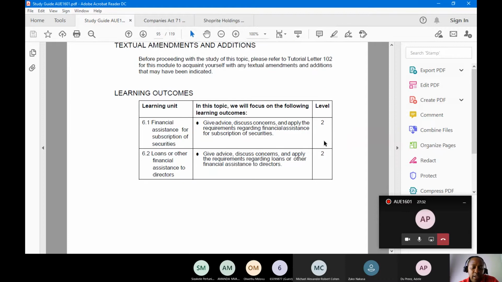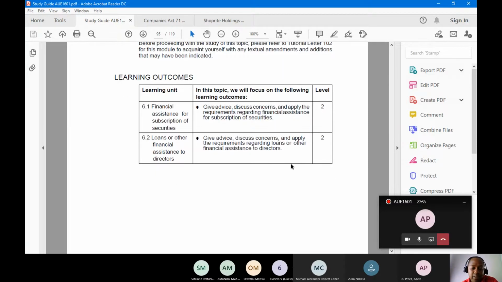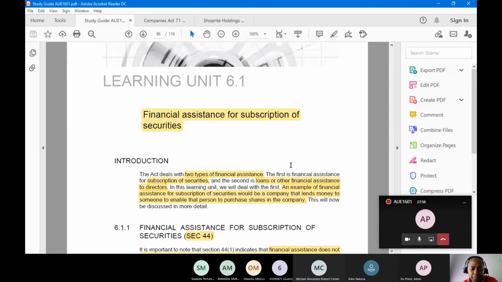As learning outcomes, what are we going to learn after the session? We'll be able to give advice, discuss concerns, and apply the requirements regarding financial assistance for the subscription of securities. And secondly, to give advice, discuss concerns, and apply the requirements regarding loans or other financial assistance to directors. Let's start with learning unit 6.1, which is financial assistance for the subscription of securities.